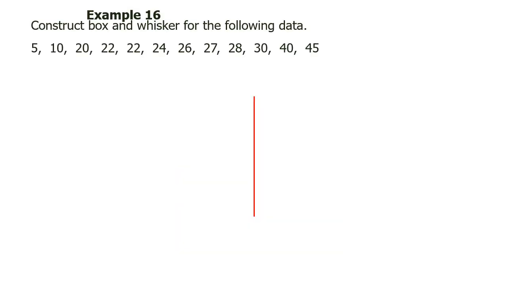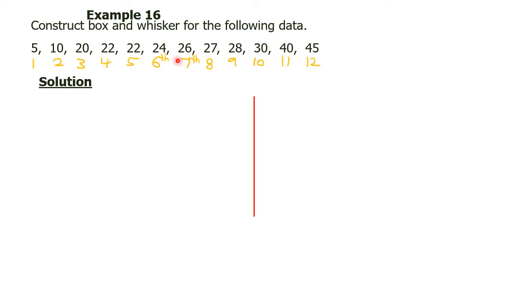So next we move to the example. We have two examples here in this video to discuss how to construct a box and whisker. So this is the first set of data here. As you can see here, the data is already arranged in ascending order, so we just straight away find out the median.